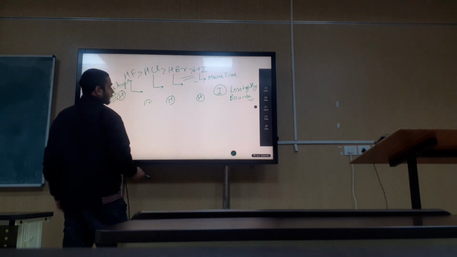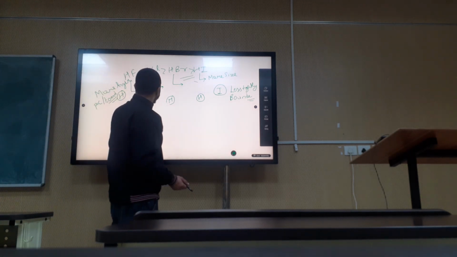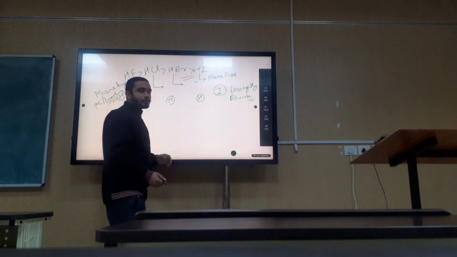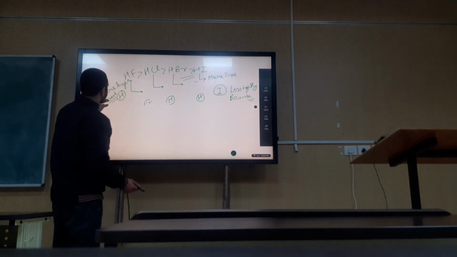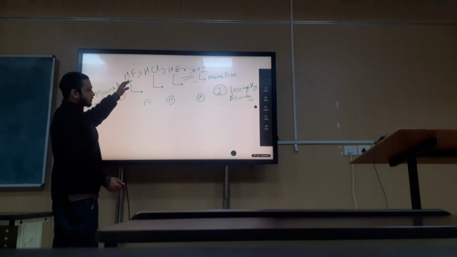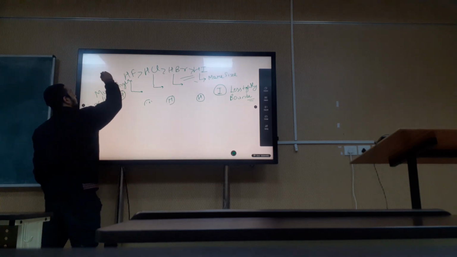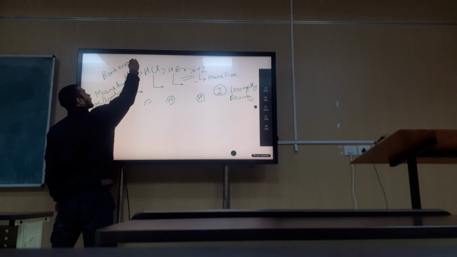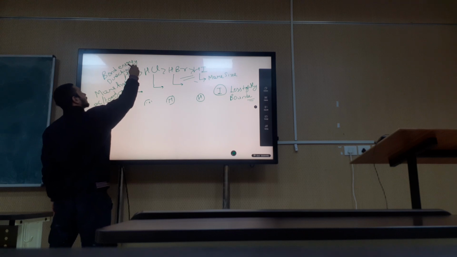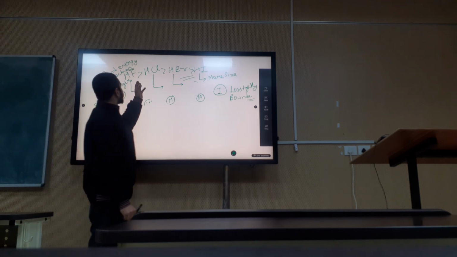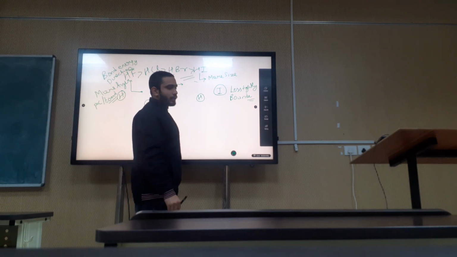Okay, so to make this HF bond is very easy, and to break this HF bond is very difficult. So this has so much bond energy. So this is the bond energy direction in the HF, HCl, HBr and HI.